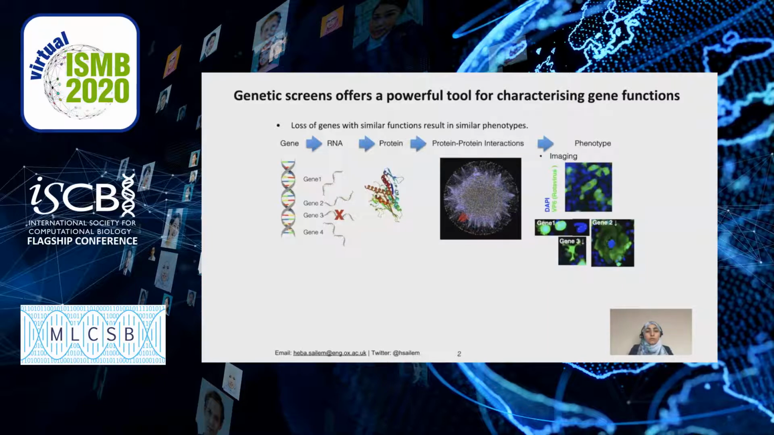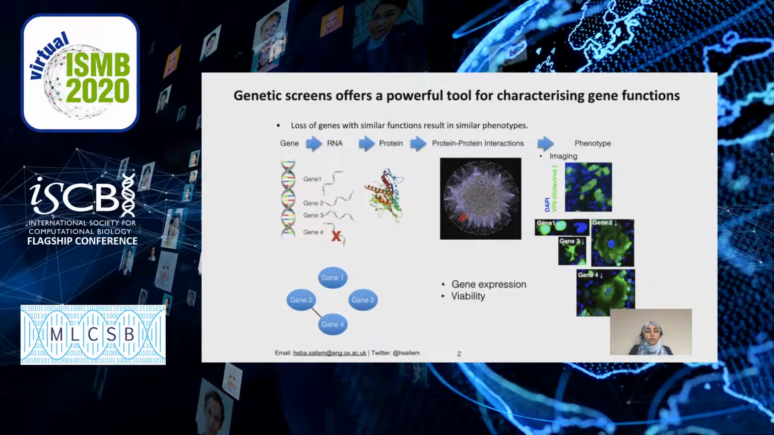By doing this for different genes, then we can identify genes that have similar appearance, like very large cells here, which resemble a senescence phenotype. Once we identify genes that are similar, we can say that they are functionally linked. Of course, imaging is one way to capture phenotypes, but we can also capture phenotypes at the expression level, as well as the viability or number of cells following the perturbation.